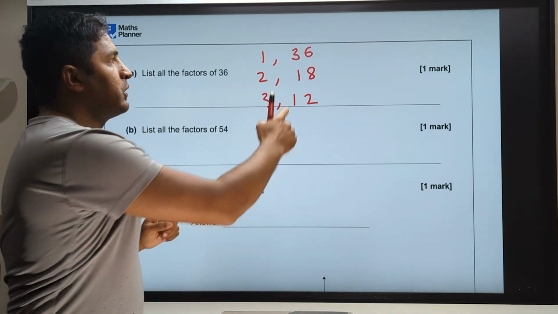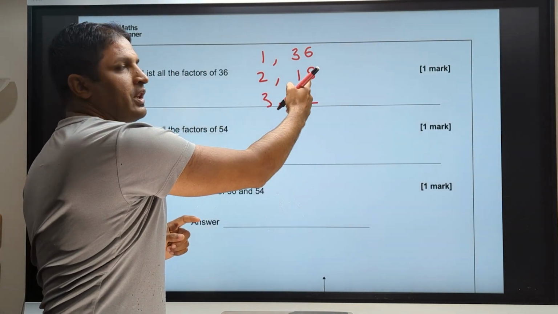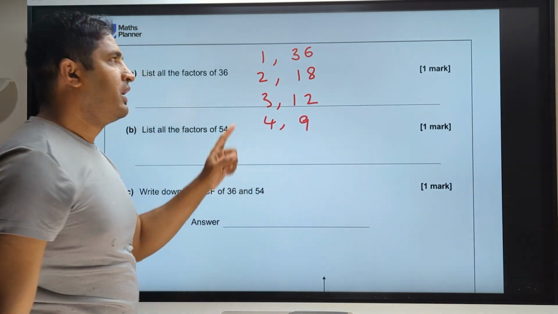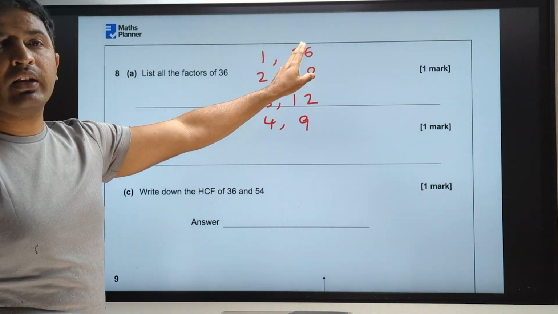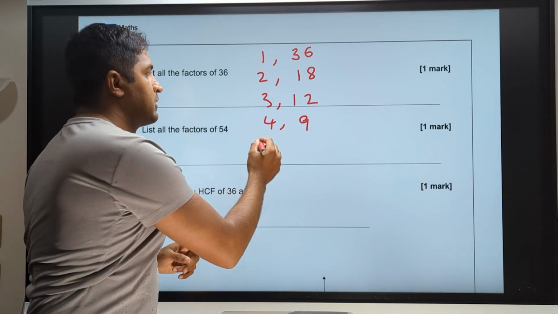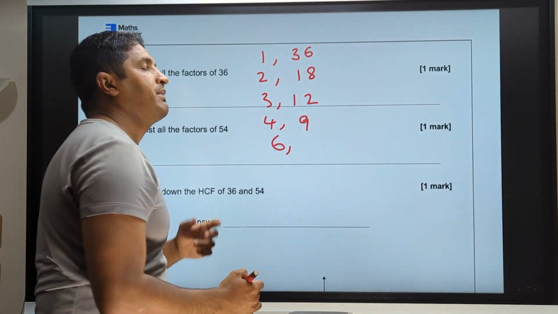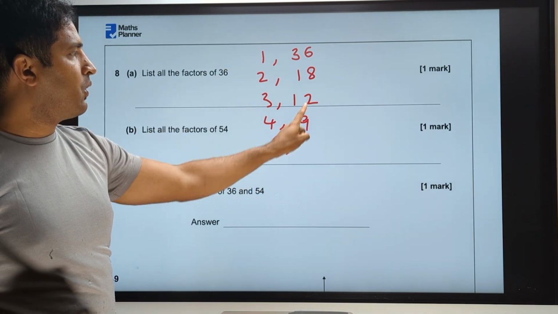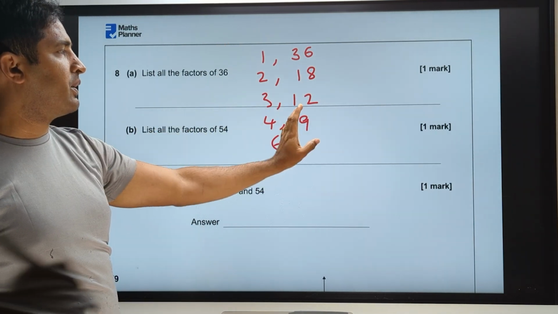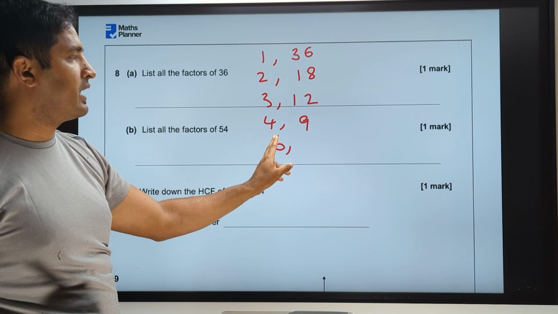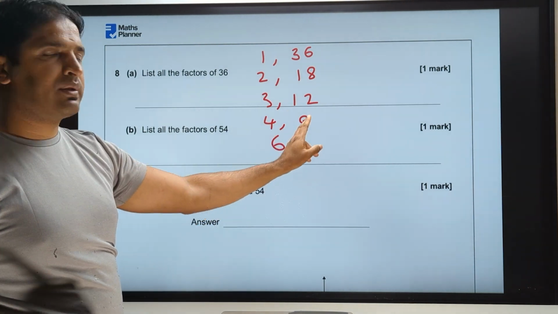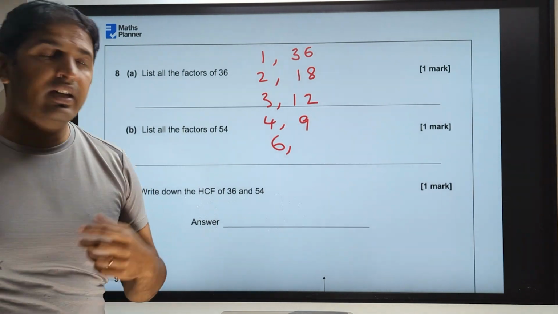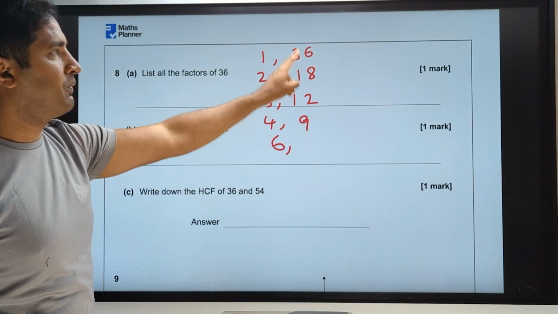Then would 4 go into it? Yes, because if you half it you get an even number, so 4 will go into it 9 times. 5 wouldn't go because the number doesn't end with 5 or 0. 6 goes, yes. 6 goes how many times? 6 times. So you don't have to repeat the factors. These are all the factors. There isn't any other number. 7 and 8 don't go because 6 times 6 and 4 times 9 give you 36. So there isn't any number between 6 and 9 that goes into 36. That's the list of the factors.